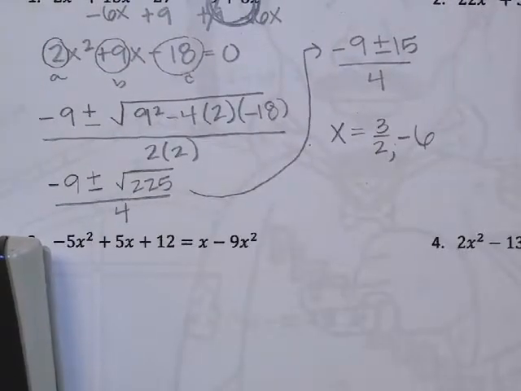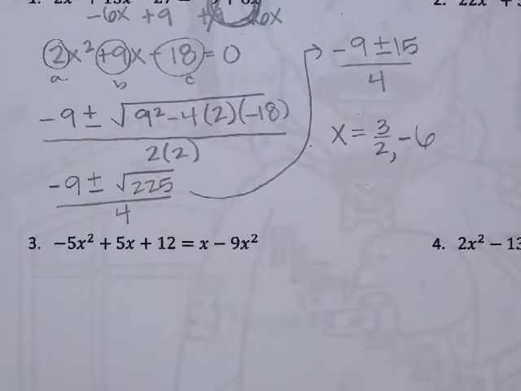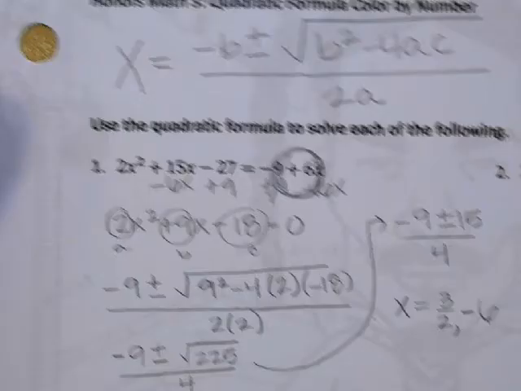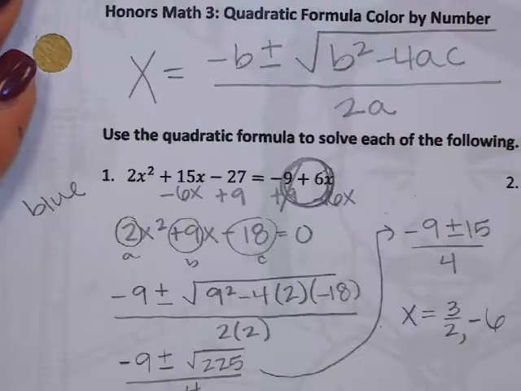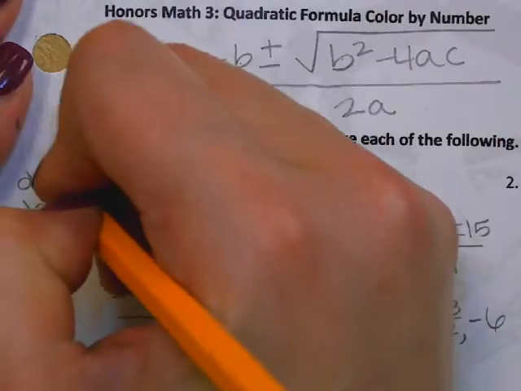All right, did everyone choose their color for A? Or for number 1, I mean. All right, what color should I put? Blue. Light blue, dark blue? Dark blue.